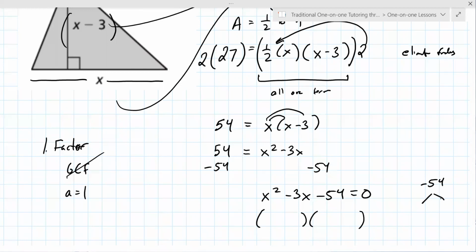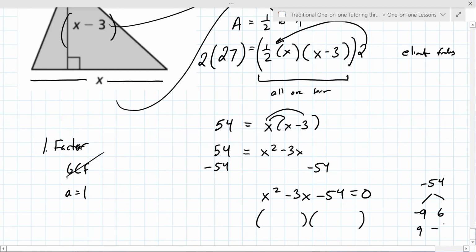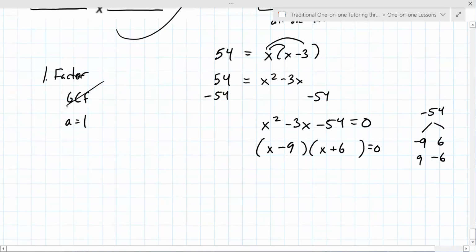So it's going to be 9 and 6, but I need to think of which ones are negative. So you write them both is my recommendation, and then one of them will stand out as being more negative than the other. It'll be -9 and 6. So x minus 9, x plus 6, but don't lose sight of what you're doing. Is this the answer? No, it is not the answer. You have to solve each of them, set them each equal to 0. So x equals 9 and x equals -6.